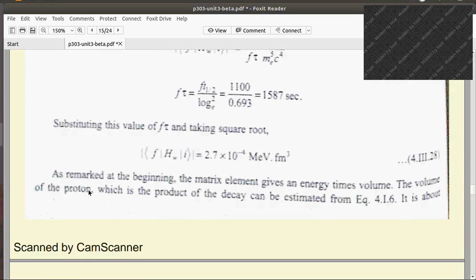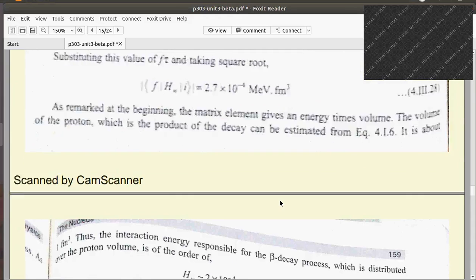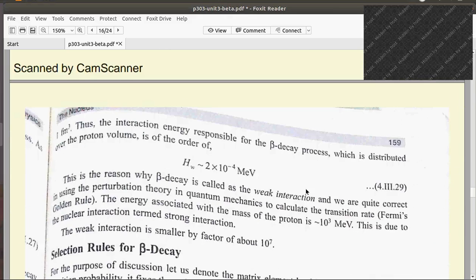The volume of the proton, which is about the product of decay, can be estimated from 4.1.6. This is about 1 Fermi cube. Thus, the interaction energy responsible for the beta decay process, which is distributed over the proton volume, is of the order of 2 × 10⁵ MeV. Since the value of H is so small, it is almost like 200 MeV only. This is the reason why beta decay is called a weak interaction, and we are quite correct to use perturbation theory in quantum mechanics to calculate the transition rate.